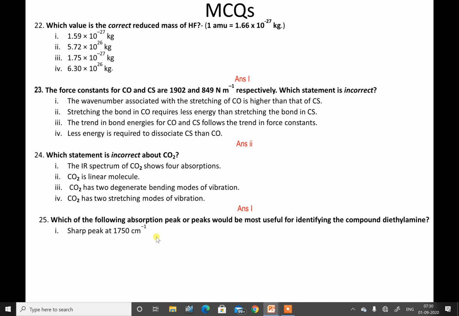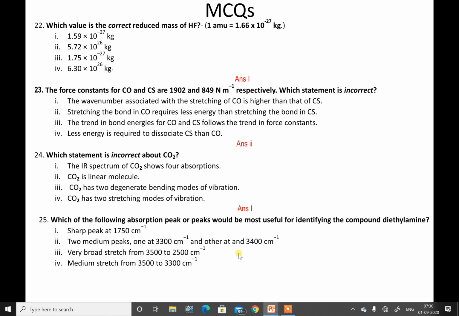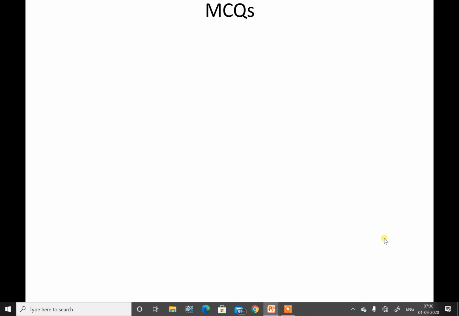So a sharp peak is out of the question, and that too at 1750 cm⁻¹, and two medium peaks at 3300. These are the IR regions: a very broad band from 2500 to 3500, and a medium stretch from 3500 to 3300 cm⁻¹, and the answer is 4. Yes, you will never get a doublet because it is a secondary amine. There are no free amino groups.